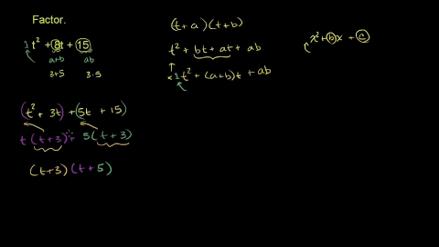We actually didn't even have to do this grouping step, although hopefully you see that it does work. We could have just said, look, from this pattern over here, I have two numbers that add up to 8, and their product is 15. So this must be t plus 3 times t plus 5, or t plus 5 times t plus 3. Either way.